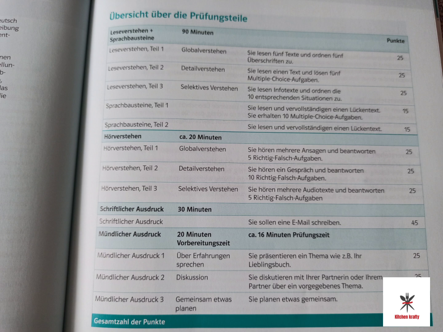Mündlich has 3 tiles. Each tile is 25 marks. Total will be 75 marks. So for passing this part, you need 45 out of 75 marks. So that makes your second part.